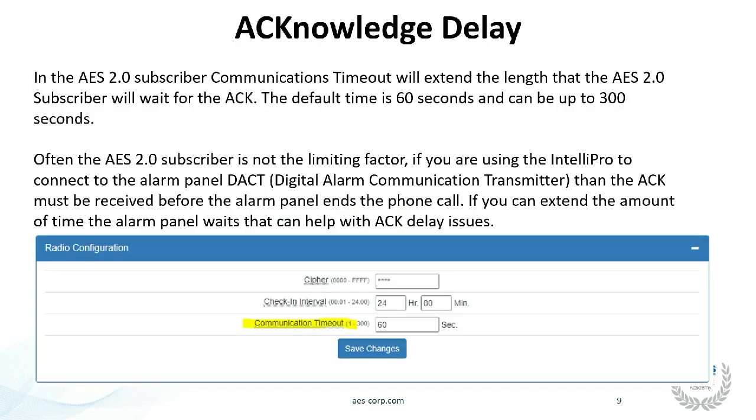In programming, you can extend the amount of time that AES subscriber will wait for the acknowledgement. The default time is going to be 60 seconds, and the setting is under Radio Configurations and Communication Timeout. You can extend this for up to 300 seconds. Generally, however, the AES subscriber is not the limiting factor.